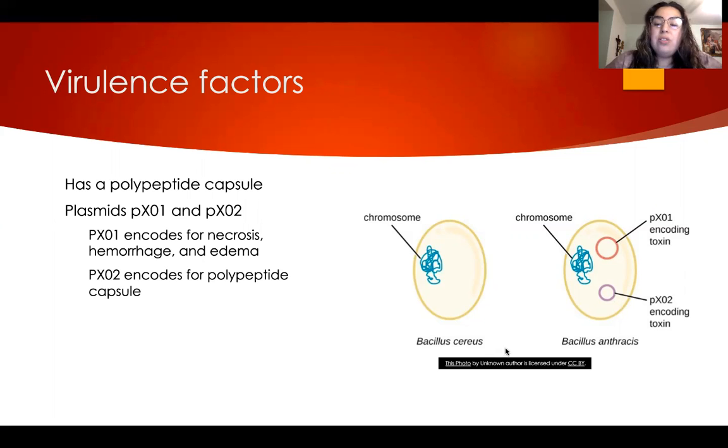Here I have Bacillus cereus and Bacillus anthracis. These are both very similar because they are from the same genus. And what separates the two is that Bacillus anthracis has those plasmids that encode for toxins. So PX01 encodes for necrosis, which is death of cells, hemorrhage, which is severe bleeding, and edema, which is swelling. PX02 encodes for the polypeptide capsule. And Bacillus cereus has none of that, making Bacillus anthracis very lethal when it comes to infection compared to Bacillus cereus.